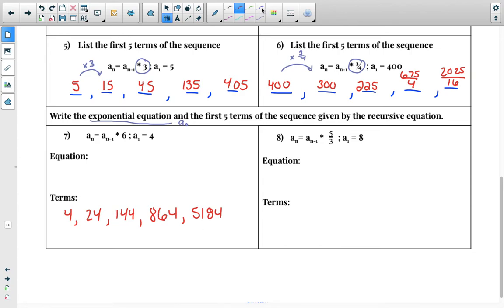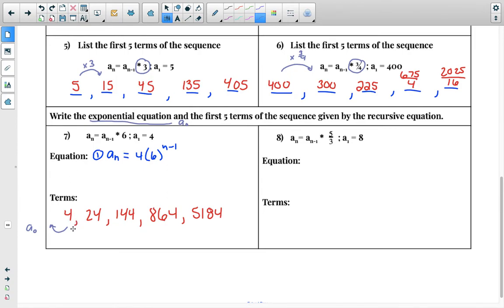To write our explicit form, it's a sub n equals our first term, which is 4, times our common ratio, which is 6, raised to the n minus 1. This is our explicit. Now the exponential equation comes from y equals a times b raised to the x. We need to know what a sub 0 is to be able to write our equation.